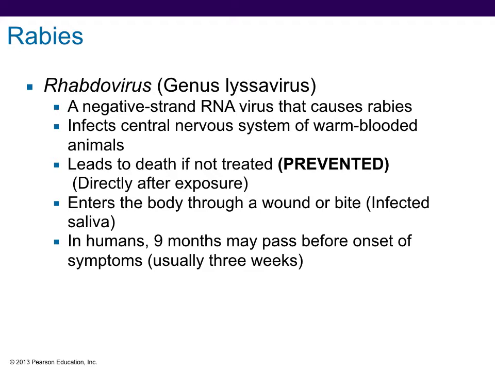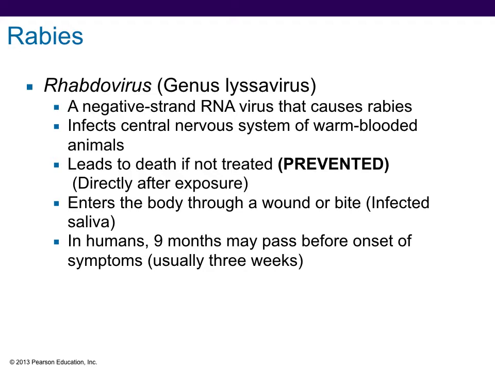So, rabies virus belongs to the family Rhabdoviridae, falls within the genus Lyssavirus. And this is a negative strand RNA virus that causes the disease rabies, which is encephalitic disease. So the virus infects the central nervous system of warm-blooded animals or mammals, and it leads to death if it's not prevented by post-exposure treatment, which needs to happen directly after exposure.